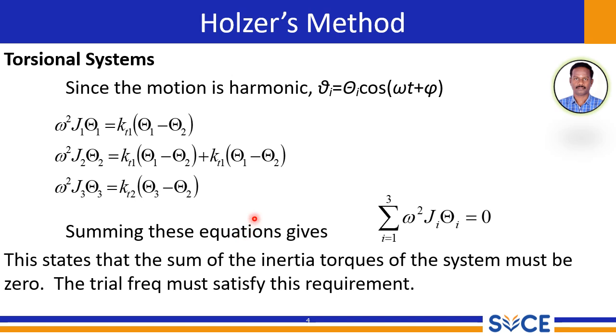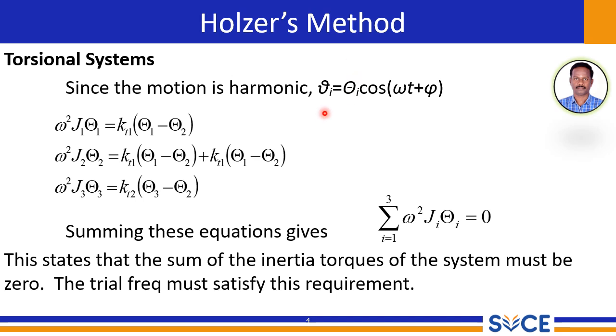Continuing our analysis of the same torsional system, we are going to consider an assumption. Here we are assuming that θi equals θ1 cos(ωt + φ). This is the assumed displacement. If we substitute the same thing in the previous equations of motion, then what will happen?